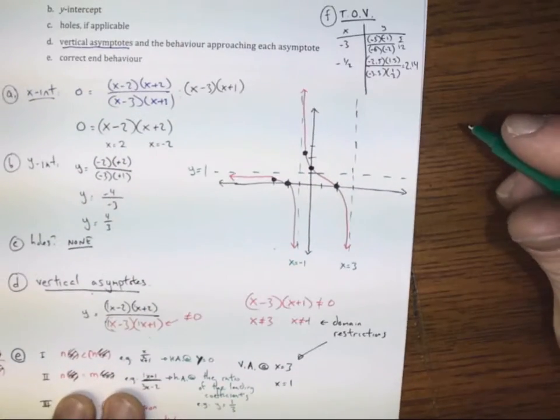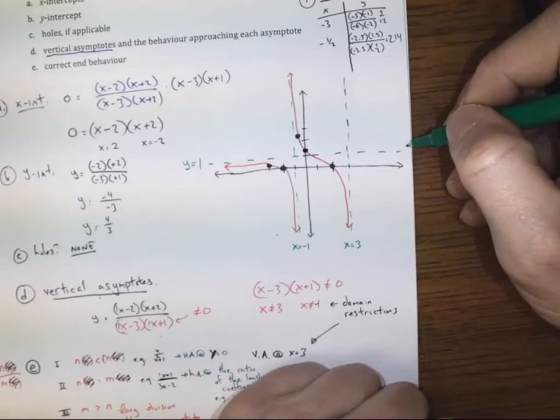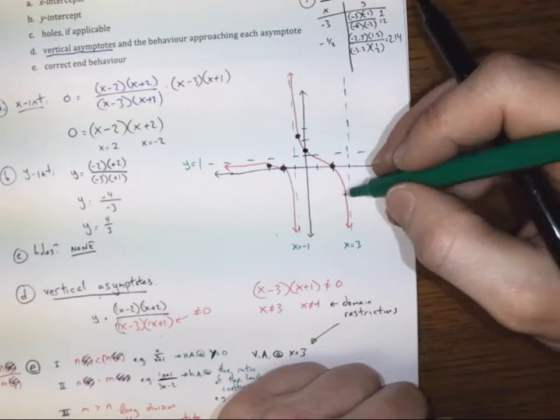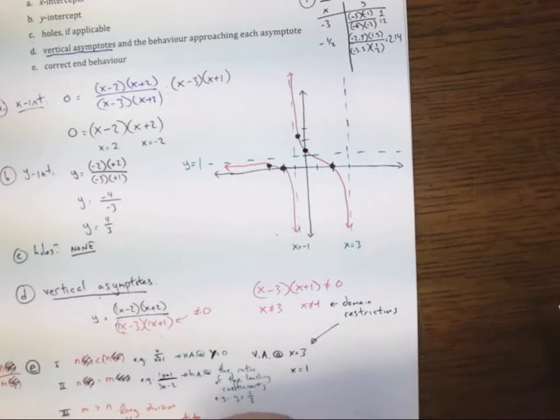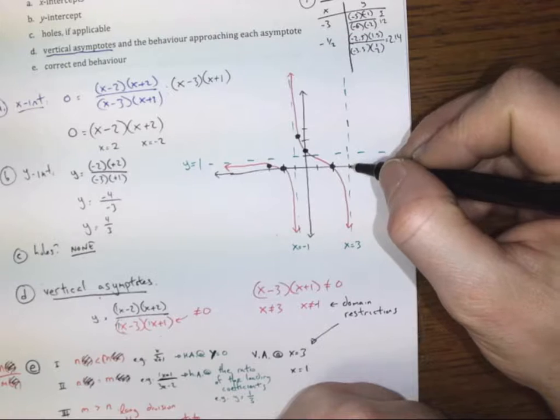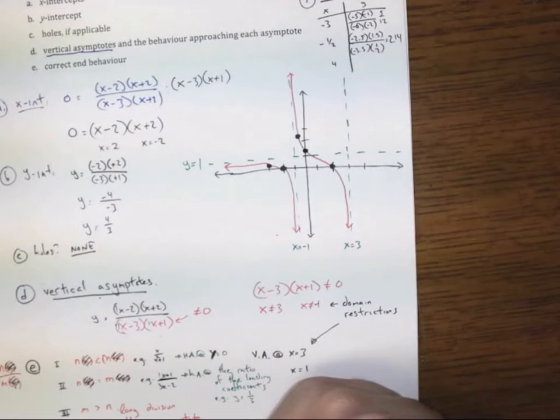So, lastly, I may want to test a point out here, because I think it's probably going to be like this, because I've seen a few graphs that are sort of like this, but it might be down here. Could be wrong. Could be something weird about it. So, maybe we'll test a point. We've got 1, 2, 3. So maybe we'll choose 4. What happens when x is 4?